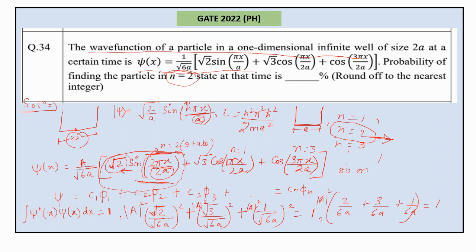So 1 upon a square is equal to 6 upon 6a, which gives 6 upon 6a equals 1. So a square will be a, and a equals root a. If you multiply the whole term by root a and normalize again, you will get 1, because the probability of finding the particle over all space should be 1, right?